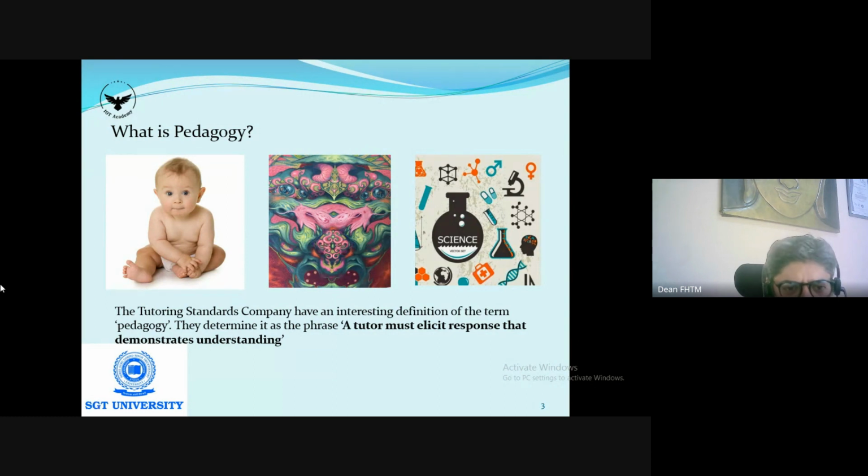So how you can elicit response, there are methods, but let us be very clear on this, that a tutor or a teacher or a trainer or a learning facilitator, that is the term which I prefer to call a teacher, because teacher and all is an outdated concept. Currently we focus on the learner. So the learning facilitator, that's what we all are. We facilitate or we support learning in classrooms. So a learning facilitator must elicit response that demonstrates understanding of the subject. Ma'am, next slide. Yeah.